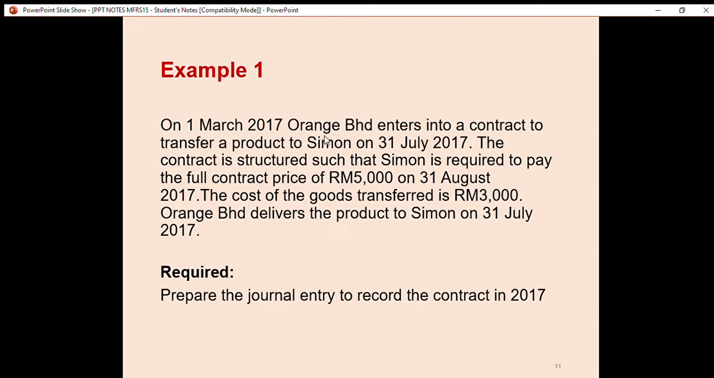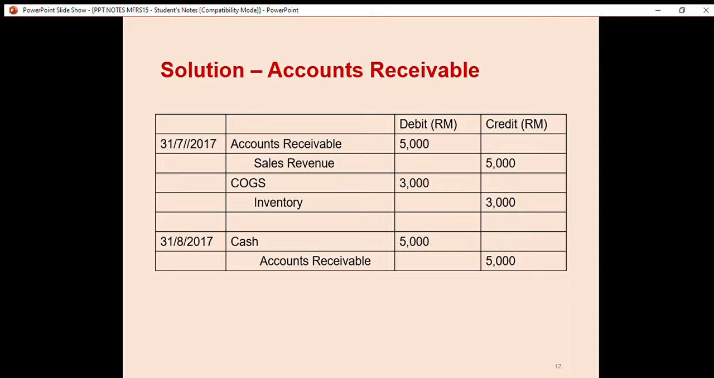Based on the contract, the seller will deliver the product first, on 31st July 2017, and the payment will be received later, on 31st August 2017. Required: prepare the journal entry to record the contract in 2017. Let's have a look at the solution here.